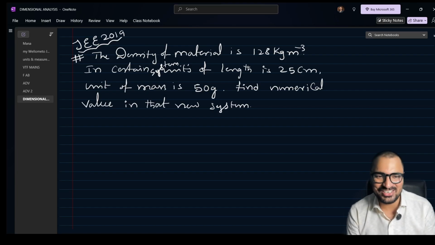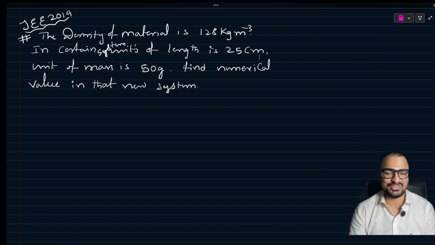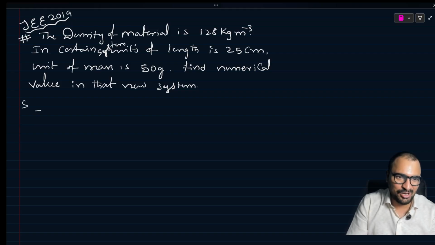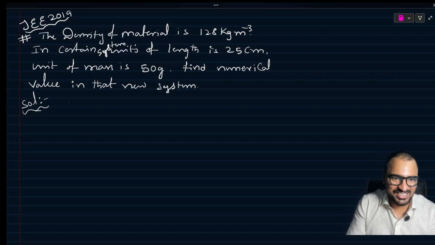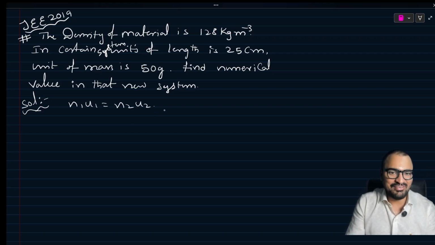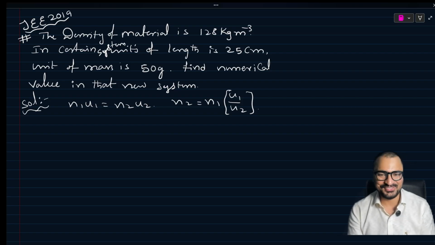What is that new system? We don't know. In that system, we have to calculate the numerical value. For that, we can write in the first given unit. Obviously you can see kg per meter cube is the MKS or SI system. So I can write here N1 U1 is equal to N2 U2. The value of N2 is N1 of U1 by U2. That is what we have to calculate, right?